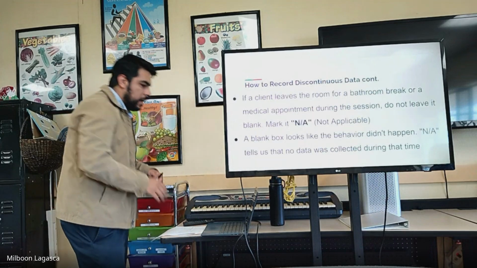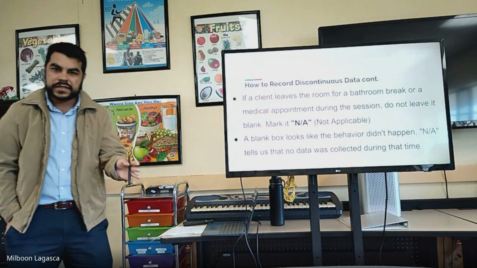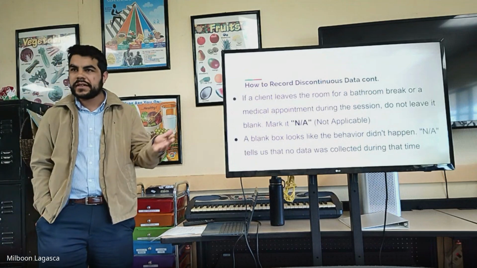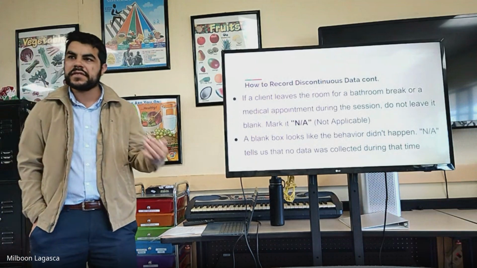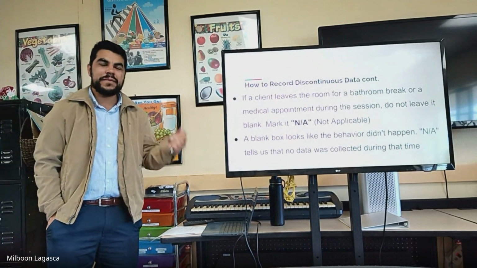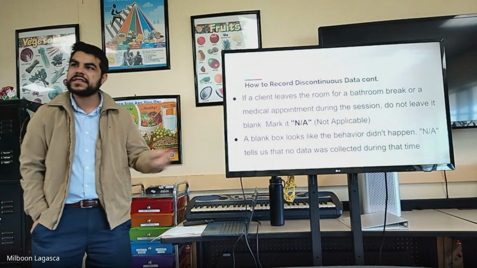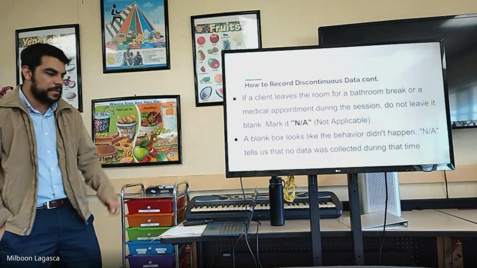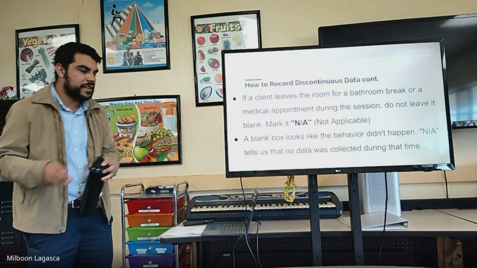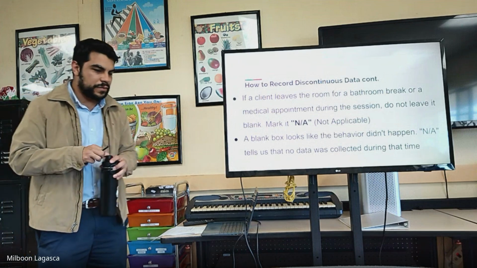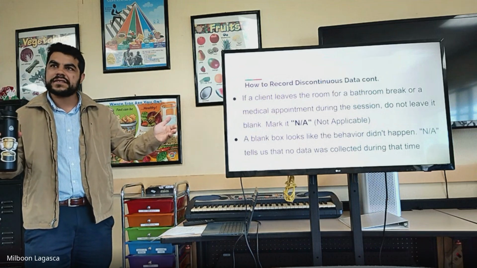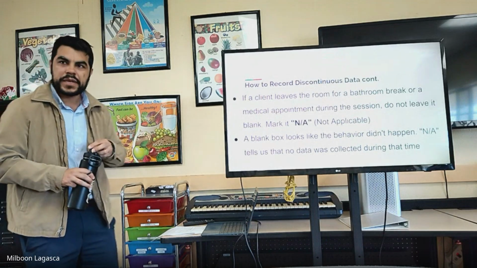And if the client is not present for the observation period, then we would put NA for non-applicable. Because if we leave it blank, it'll look as though there was a non-occurrence of the behavior, which is not what we want. Because if it looks like the behavior didn't happen, then again, that can lead to us underestimating the instances of the behavior happening. So a client goes to the bathroom, let's say they're gone for 2 minutes, and we're tracking 1 minute intervals, then that is apparently 2 instances of non-occurrence. So we want to be on the lookout for those.